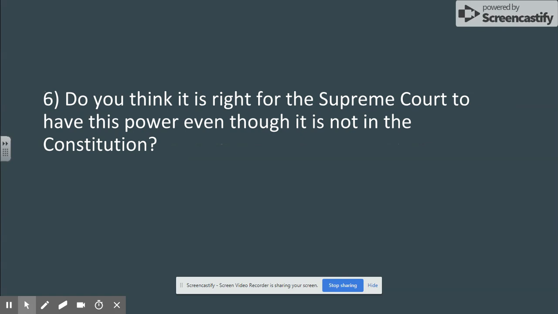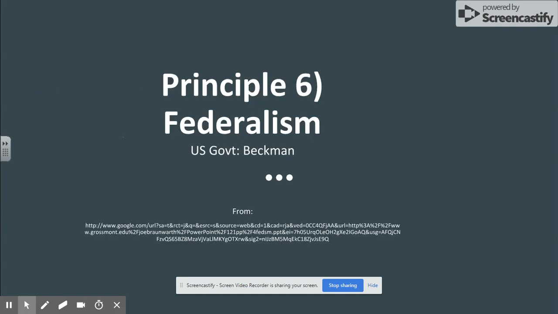Number 6, do you think it's right for the Supreme Court to have this power even though it's not in the Constitution? That's another opinion question, okay? It's just kind of interesting that they decide what's right with the Constitution even though their power to do so is not in the Constitution. All right, let's move on to principle 6, federalism.